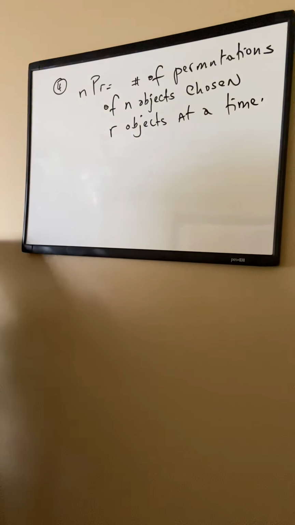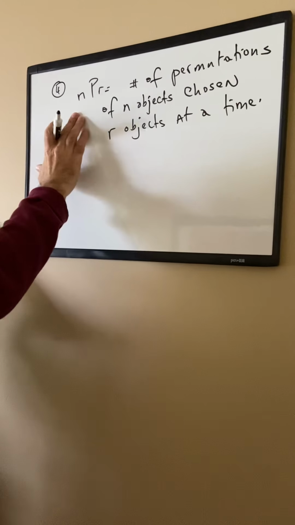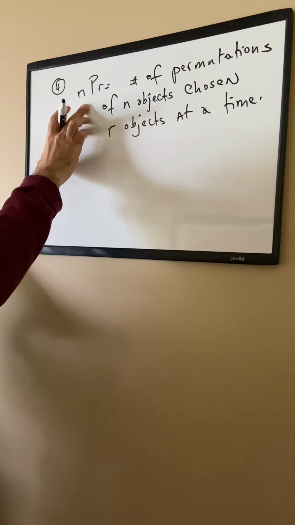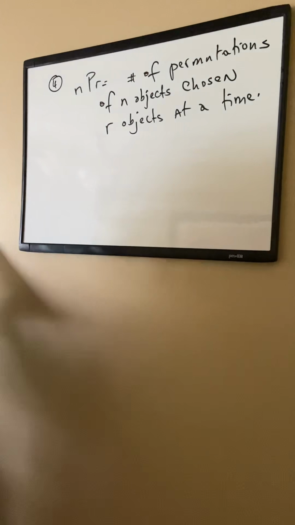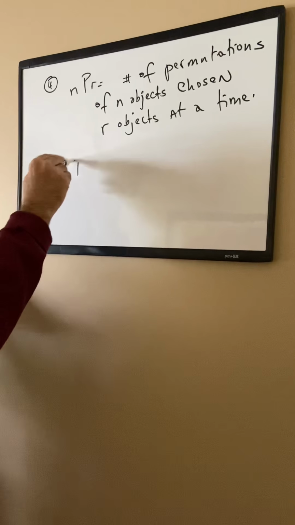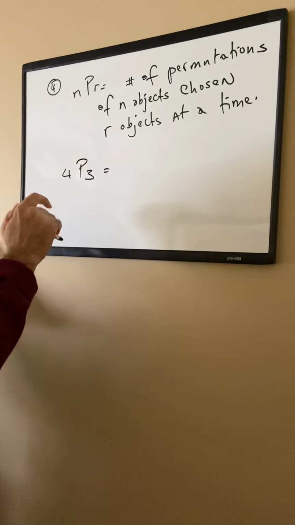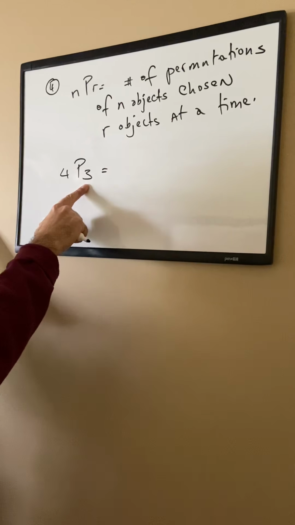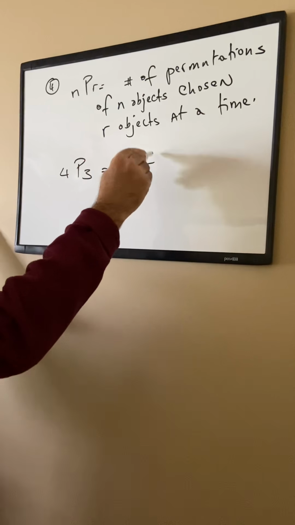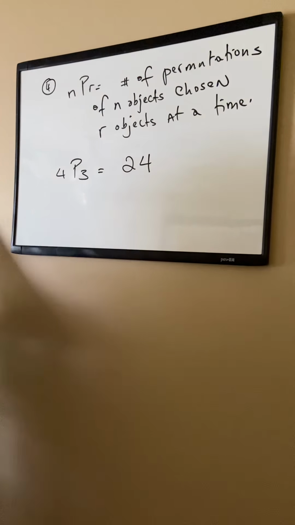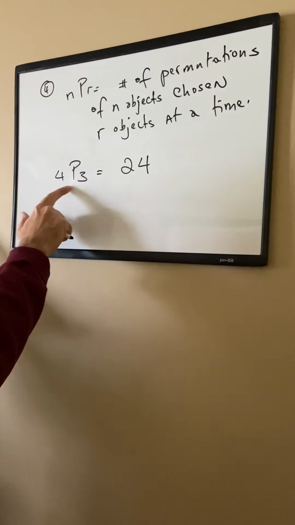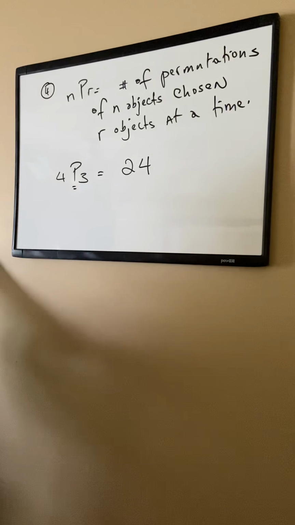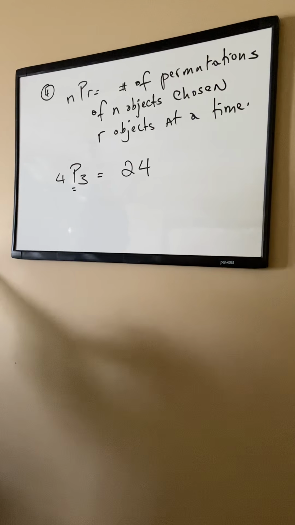I have posted for you how to use the permutation button on a TI-30XA calculator. So for example, for permutation, we have a total of 4 objects. We're going to choose 3 at a time. So that will leave us the value 24. Please refer to your link for a video of how to use the permutation function on your calculator.